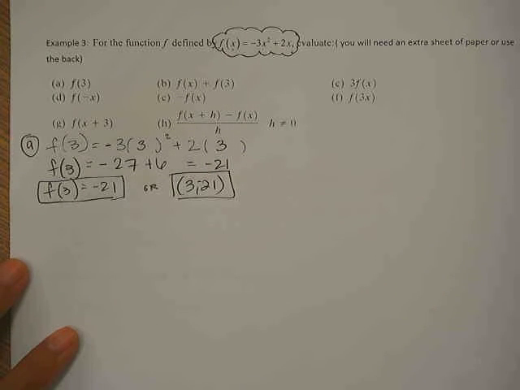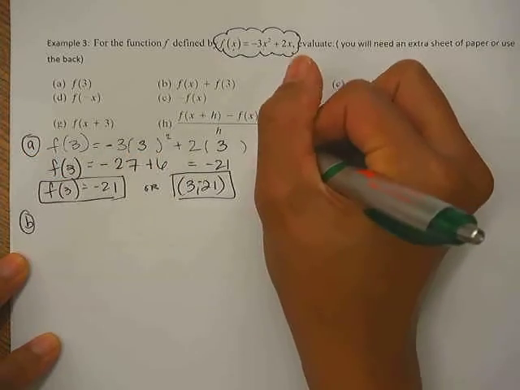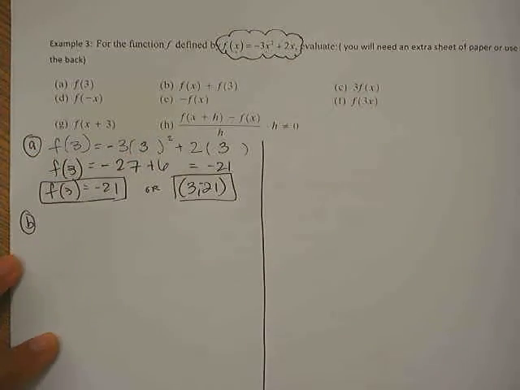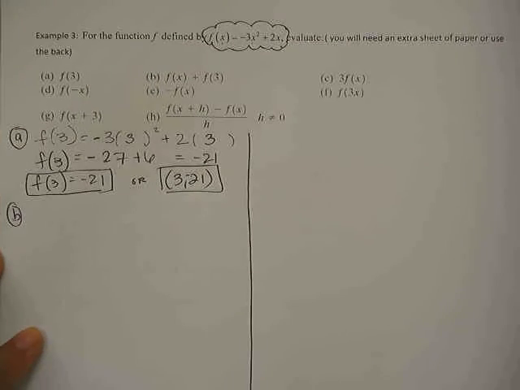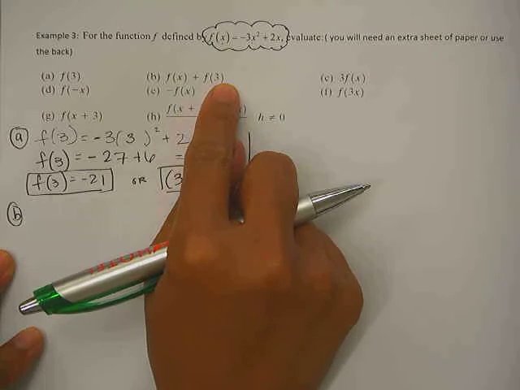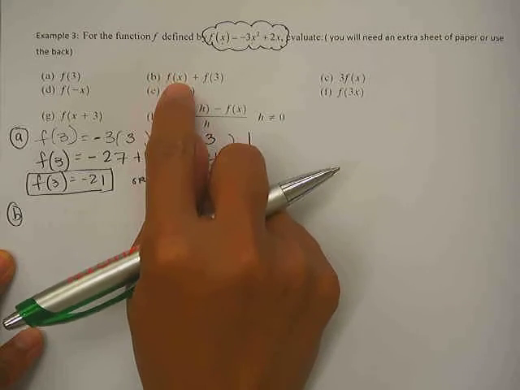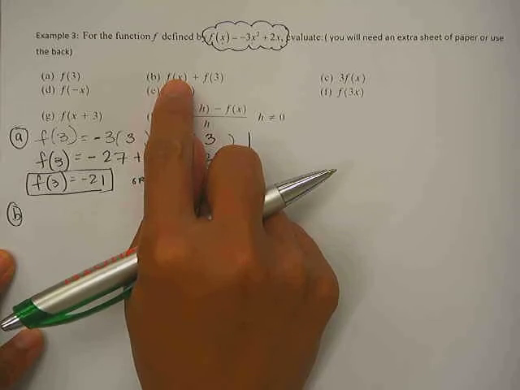All right, B. Let's try to be neat. B, here we go. I'm going to divide this into two, like that, okay? So split it in halves, two halves, I meant. Here we go. B, it's asking you to find f of x plus f of 3. Okay. Do we know what f of x is? Do we know what f of x is?